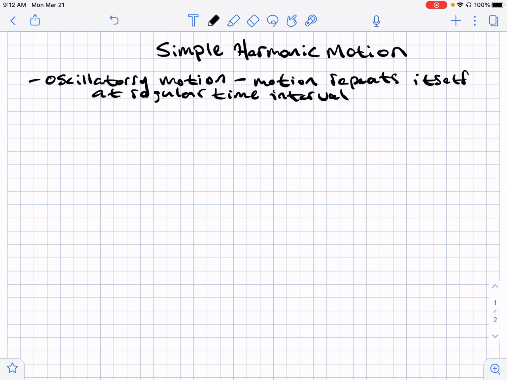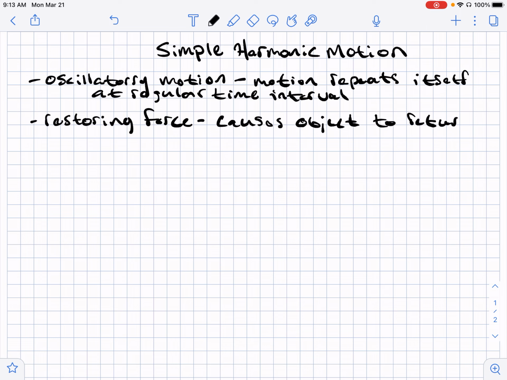Now, in order for an object in motion to be considered simple harmonic motion, it has to be moving with this oscillatory motion back and forth, but we also have what's called a restoring force. A restoring force is really just a force that causes an object to move back towards its equilibrium position. So it causes the object that's in motion to return to the equilibrium position.